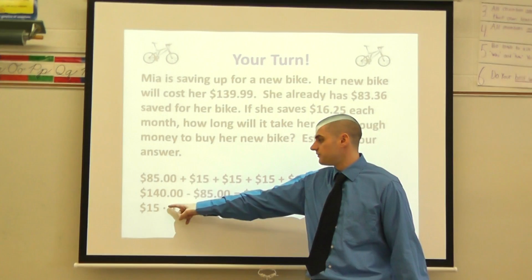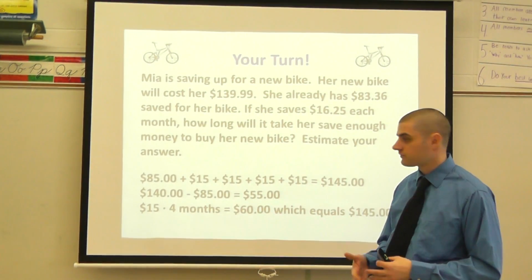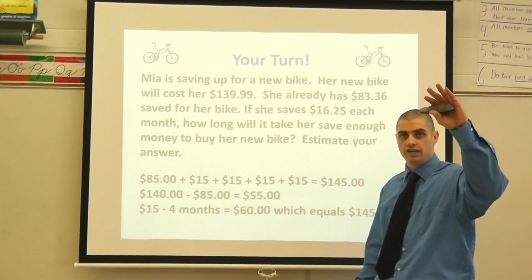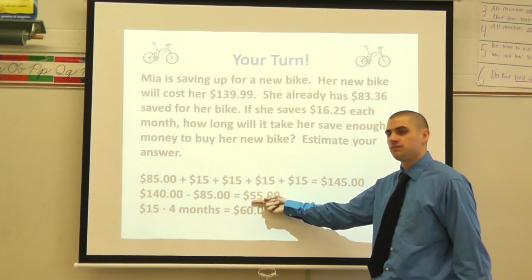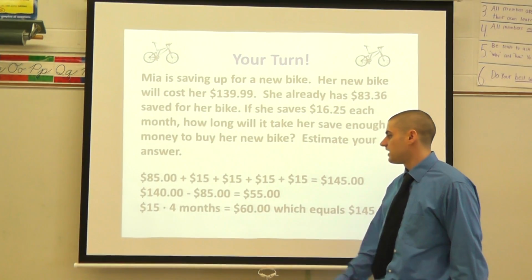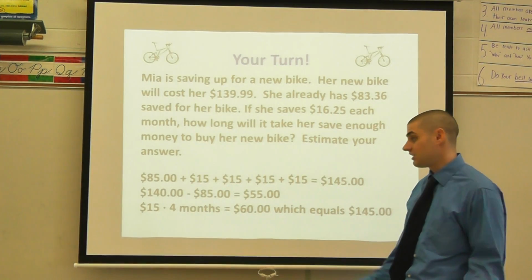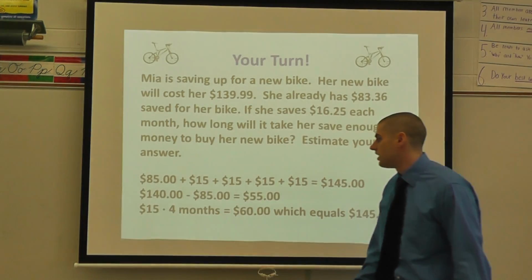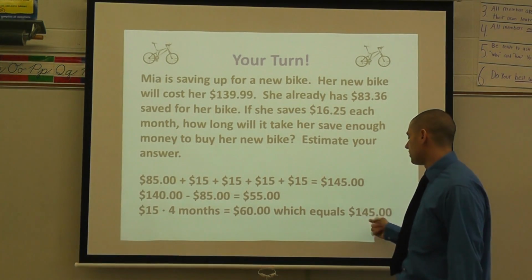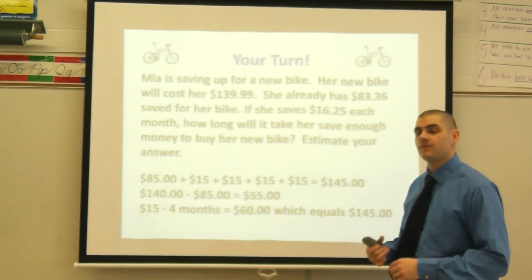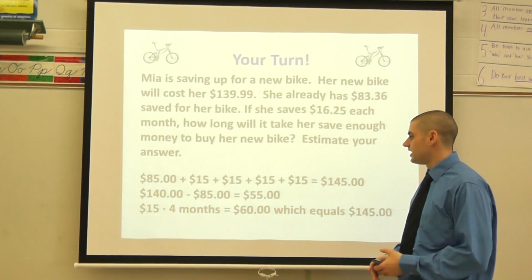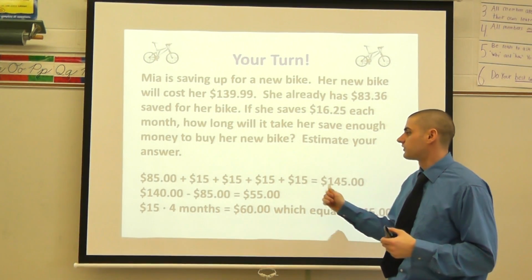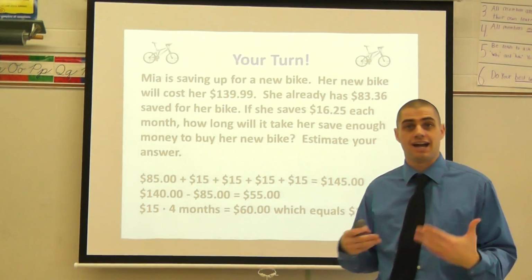I could have also done it this way. I know that I need $140 for this bike. I already have $85 saved. So I used subtraction. I subtracted the total I need from what I had. I still need $55. So if I still need $55, how long will it take for me to get $55? Well, if I save $15 each month, or about $15 each month, it would take me 4 months to get $60, which would be $145, which would be enough to cover the cost of the bike. So again, a couple different strategies that I've thrown in here. Your estimations may have been different, but you would have come up with 4 months as the correct estimation for saving this bike.